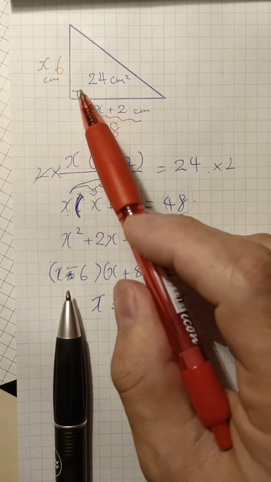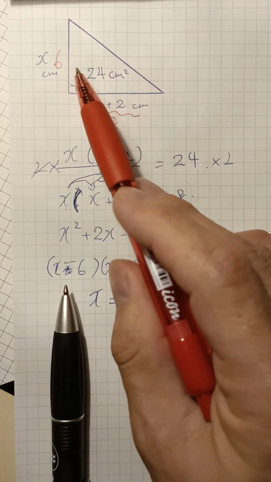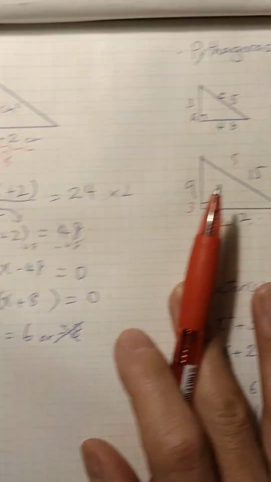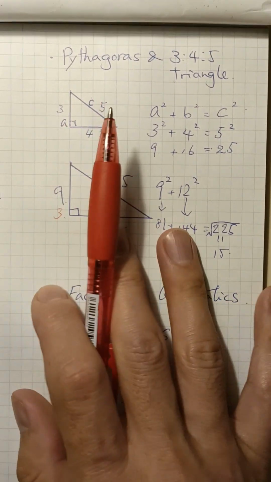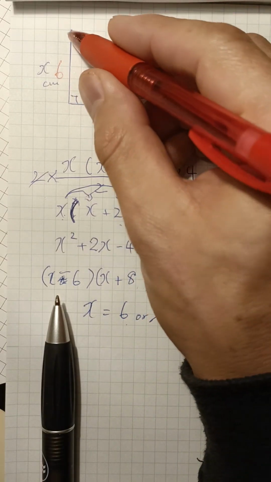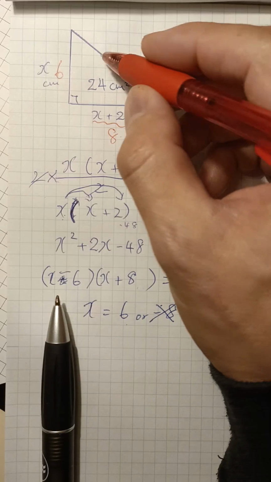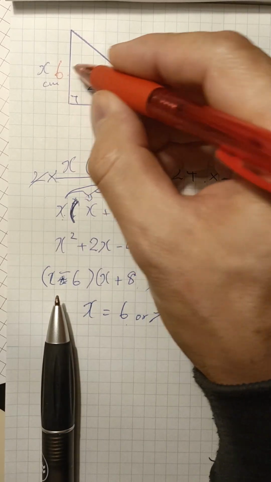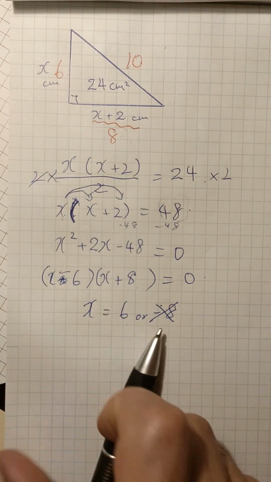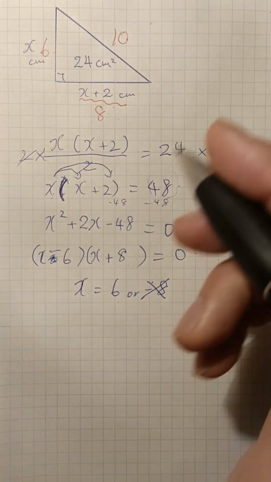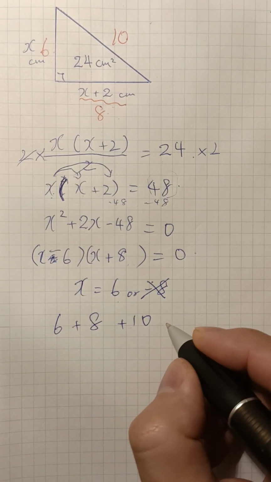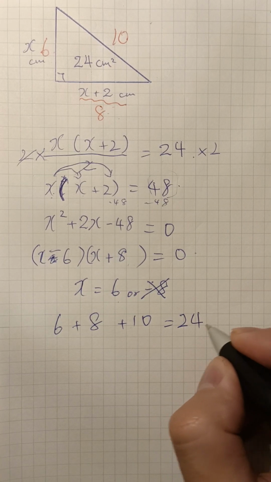Then if you look at this right-angled triangle, the ratio of the sides is 3 to 4, isn't it? 3 to 4. So the hypotenuse, the longest side, is 3 to 4 to 5. So double of 5 is 10, right? So the perimeter is 6 plus 8 plus 10, which is 24 centimeters.